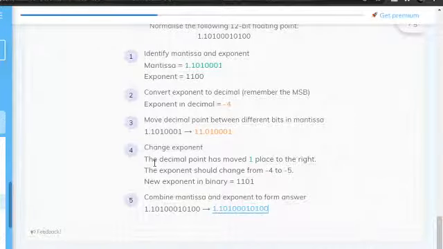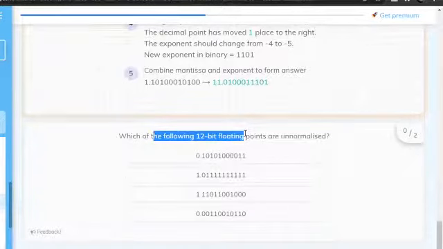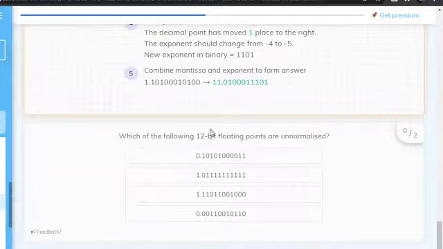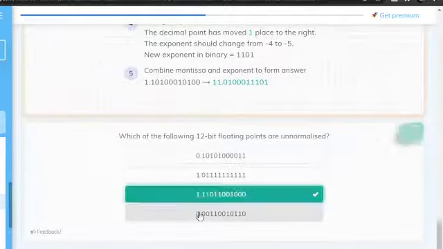To form answer. Well, that's the mantissa. And where's the exponent? 1101. Do you mean 11.0100011101? Okay, that was a bit of a nightmare. But we move on. Which of the following 12-bit floating points are unnormalized? So which of these are not normalized? This one's normalized, this one's normalized, this one is not, this one is not. Simple.